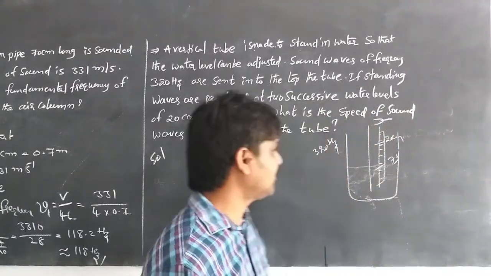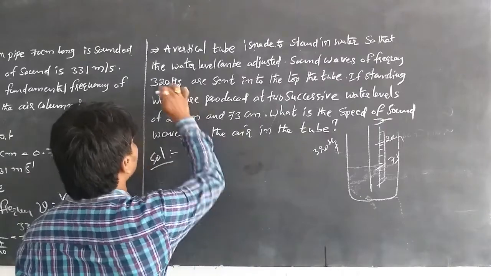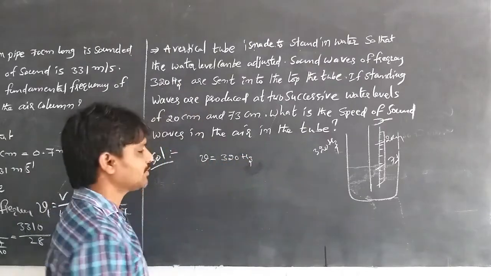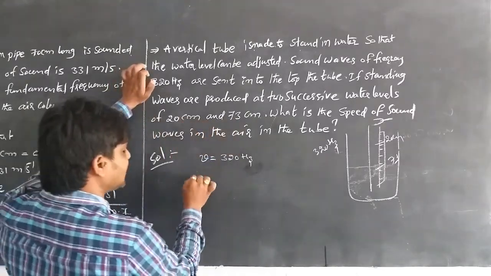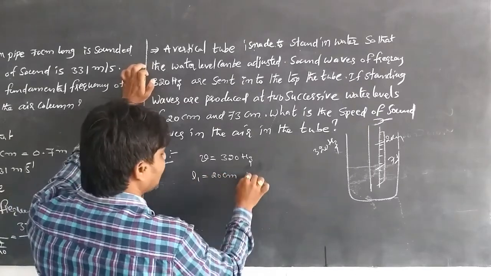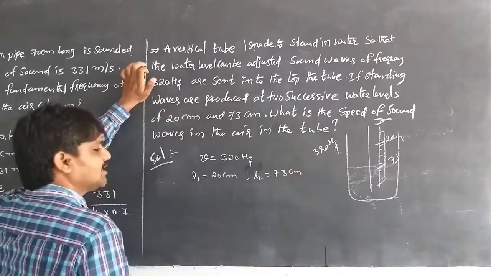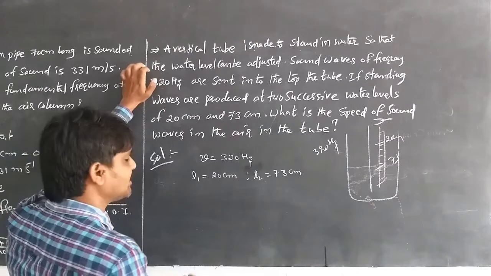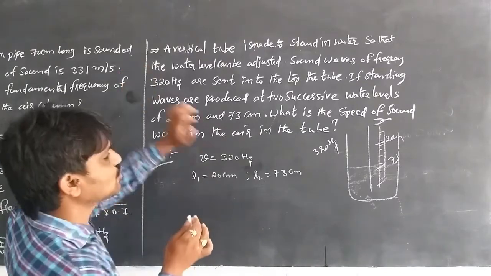First of all, let us write the given values. The frequency is nu equal to 320 Hz. The lengths of the air columns producing standing waves are L1 equal to 20 centimeter and L2 equal to 73 centimeter. He has given them in centimeters, so after that we will convert to SI units. Then we use the equation for the speed.